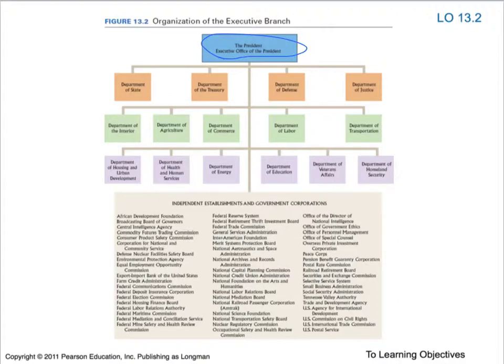These departments in brown are the ones that were created, basically, when we created the government. These departments in green came later. The departments in purple came even after that. So you have the Department of State, Department of Treasury, Department of Defense, and Department of Justice. The Department of Defense was not called the Defense Department at the time. It was called the War Department.